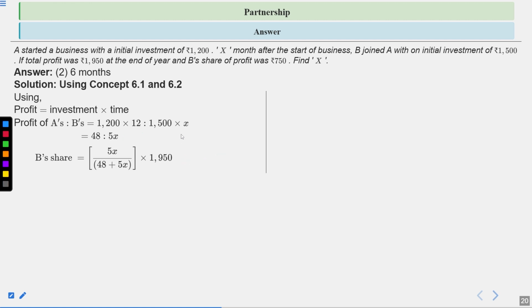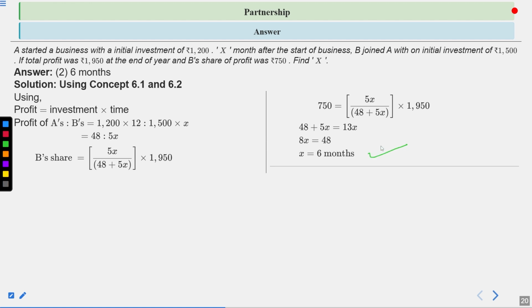It is also given that the profit of B is 750 rupees. So we can calculate the value of x. Now when we simplify it, what do we get? We get 48 plus 5x equals 13x. Now we get 8x equals 48. So we get the value of x, which is 6 months. It means B joined after 6 months. So second is the correct answer of this question. Next one.